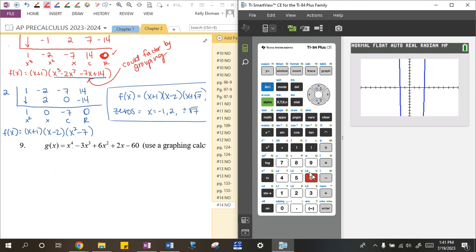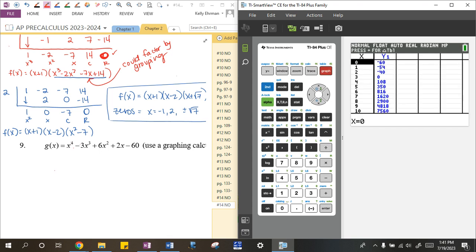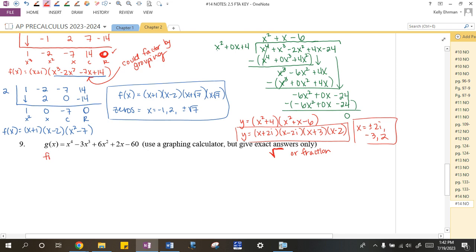I can verify that by going to my table. I'm going to second window because I remembered that my table was at a weird spot until it just started at 0. And second graph. Yeah, so 3 is a 0 and negative 2 is also a 0. Okay, so I can say from my calculator, I could see that x equals negative 2 and positive 3 are zeros.